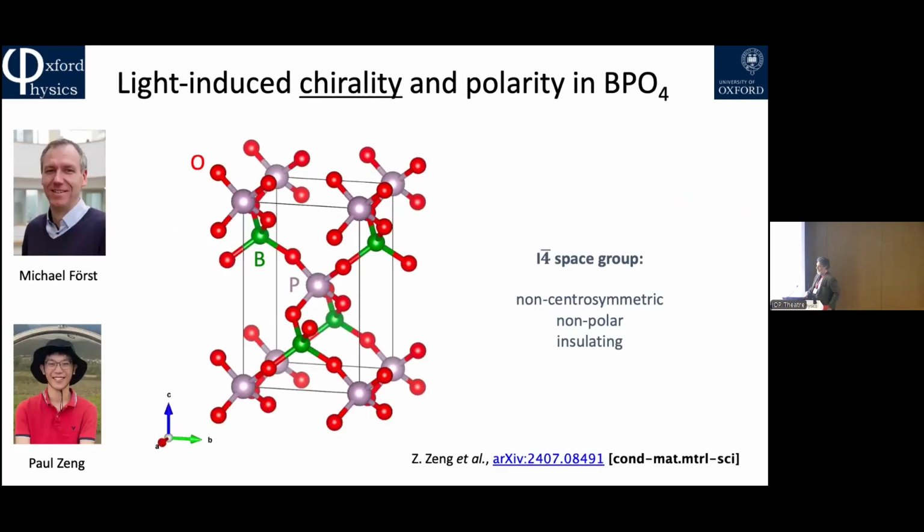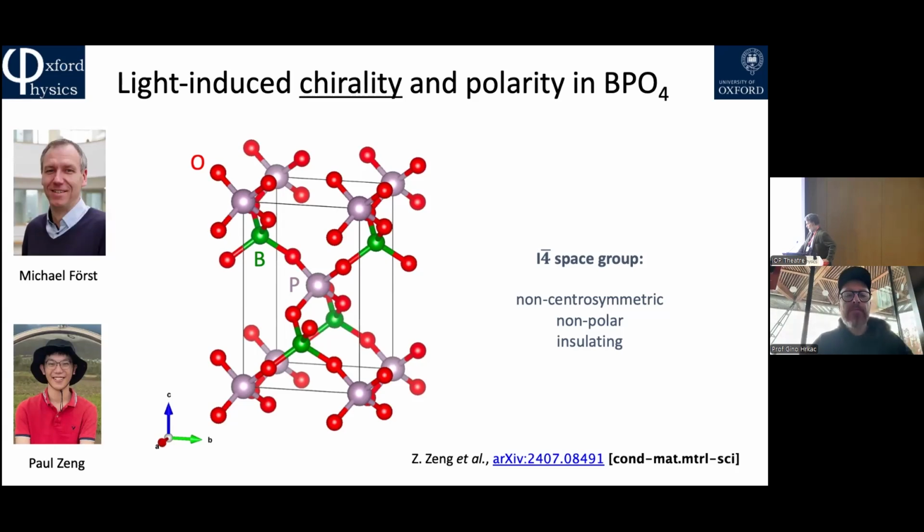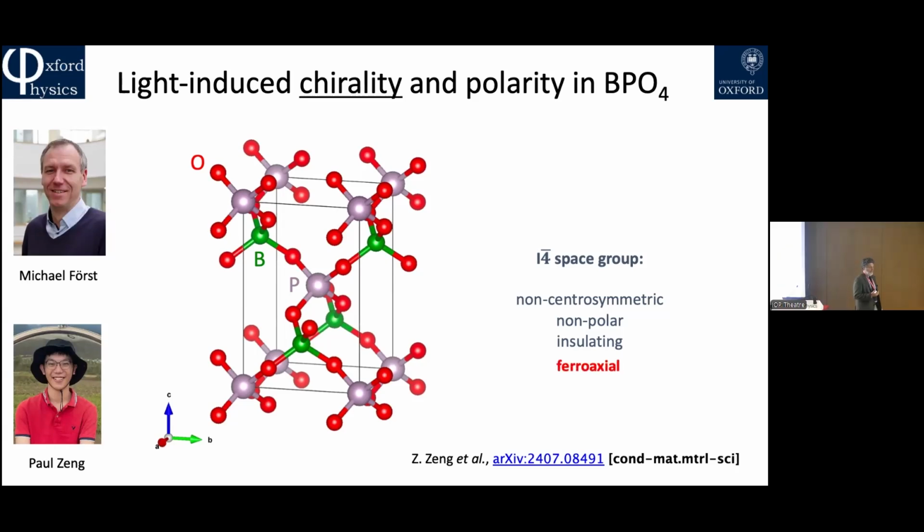So this experiment was part of the thesis of my student, and is concerned with a material called boron phosphate, which crystallizes in the I4-bar space group, which is non-chiral, non-polar. It's also an insulator, which is good for pumping. It also has a so-called ferroaxial point group, which means that it produces a coupling between polarization and chirality. Polarization and chirality are coupled through the crystal structure.